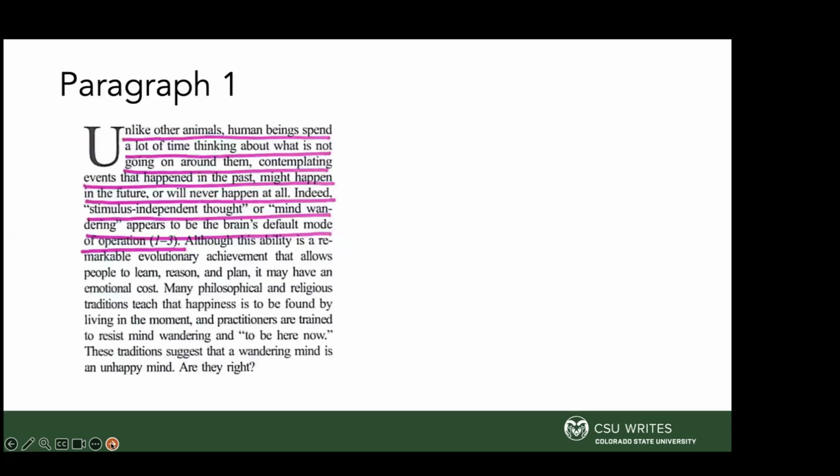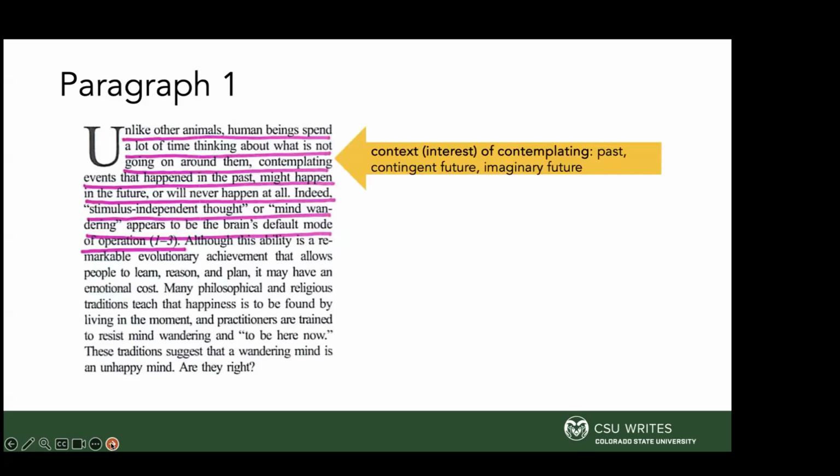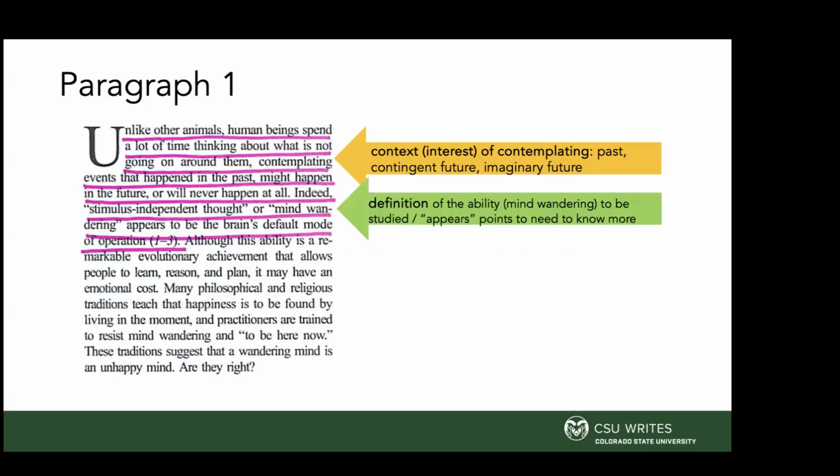Okay, so we're going to go back to this first paragraph, and take a look at how it's structured. We can see within one paragraph that building block and how it's put together. So, unlike other animals, human beings spend a lot of time thinking about what's not going on, right? So here we've got that context. It's interesting. It's about contemplating the past, the contingent future, some sort of imaginary future.